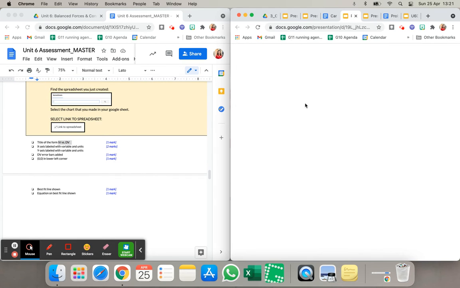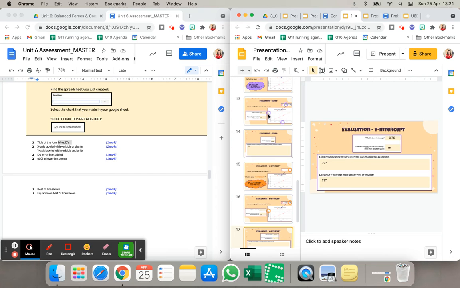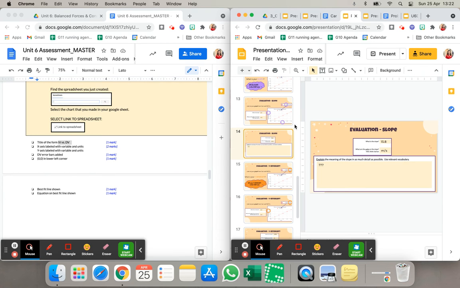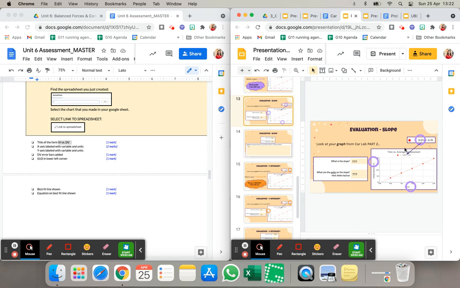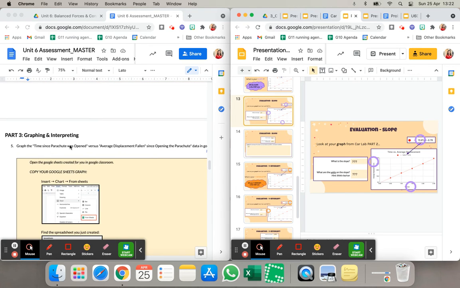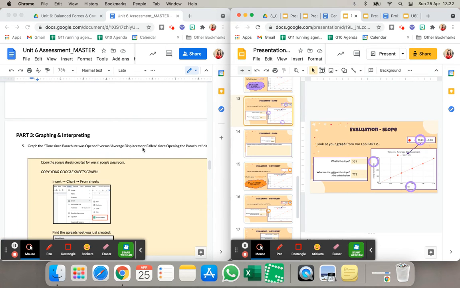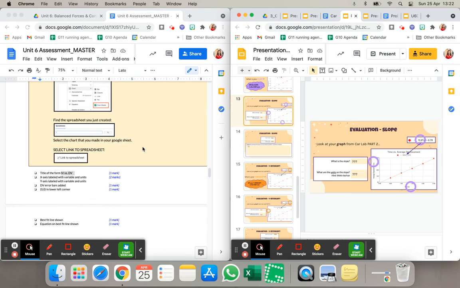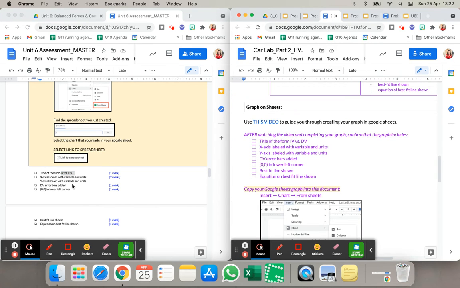And you saw on our slides, we had a couple slides where we actually showed you example graphs. Here's our example graph, time versus average displacement. Some people were very, very specific: time since the parachute was opened versus average displacement fallen, which is great too. So this one was generally well done. And again, you practiced this in Car Lab Part 2.